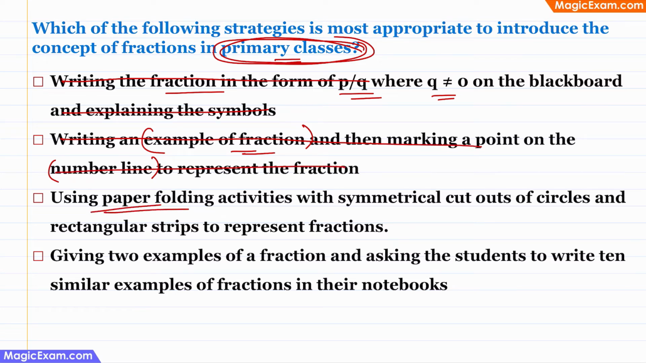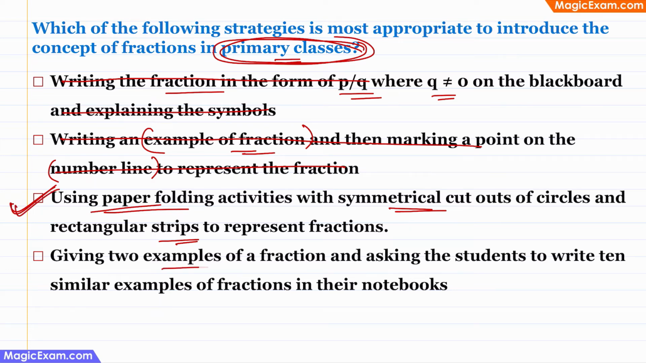Using paper folding activities with symmetrical cutouts of circles and rectangular strips to represent fractions. This is correct because at a primary class level, if you use active learning, and physical or concrete objects to teach them about fractions, such as paper strips that you cut into different pieces to teach them what fractions are all about, then they'll be able to understand it. Therefore, this is the best option.